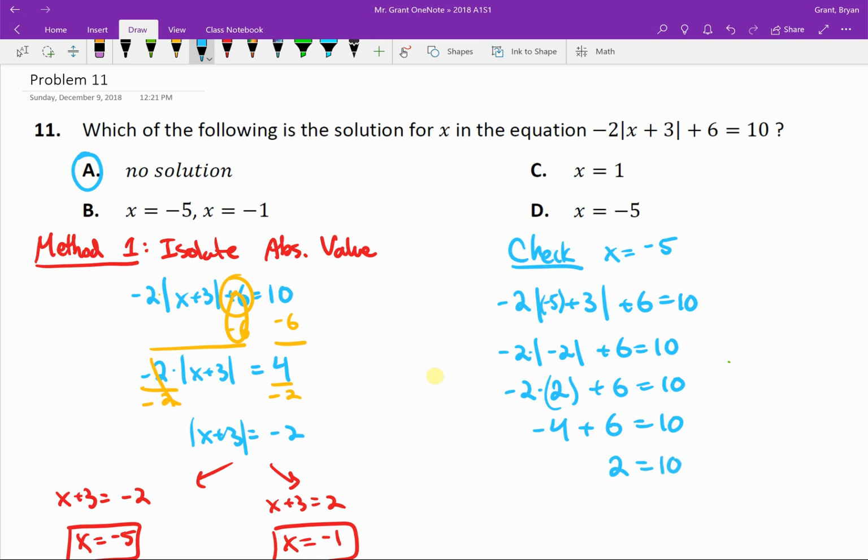And we end up with 2 equal to 10. And we should hopefully know that 2 is not equal to 10. And you'll actually find if you try the other one, you'll get exactly the same thing, and neither of them end up working.